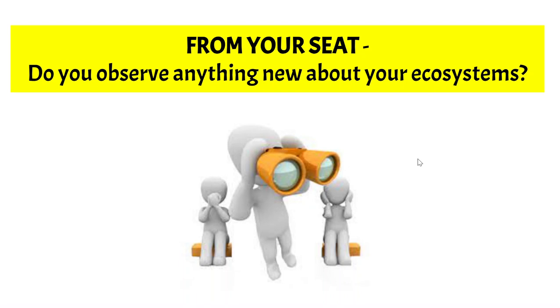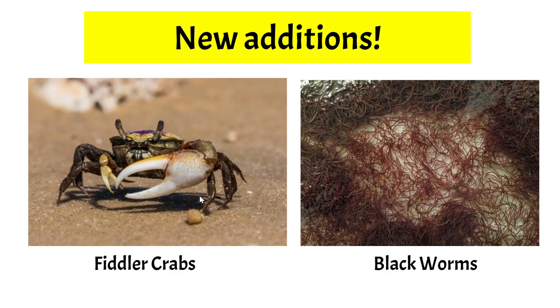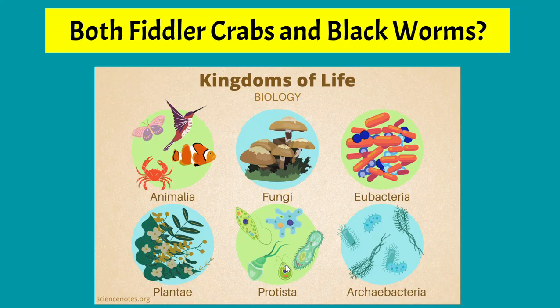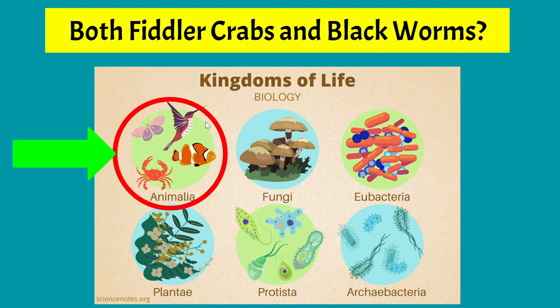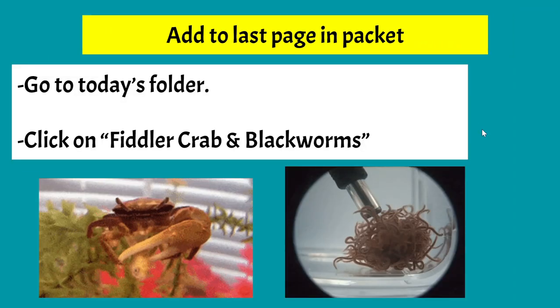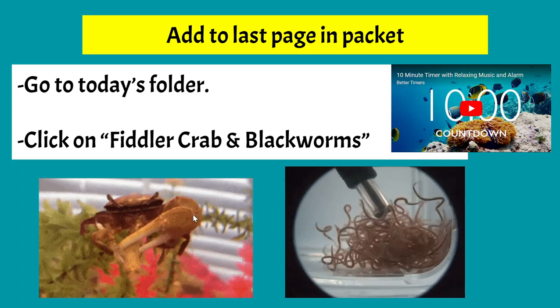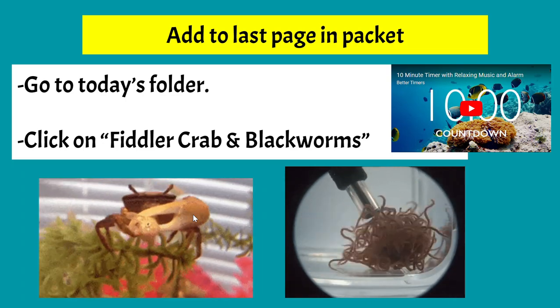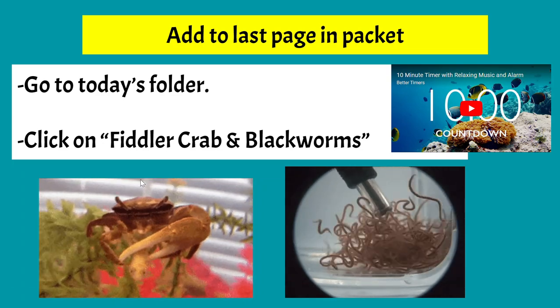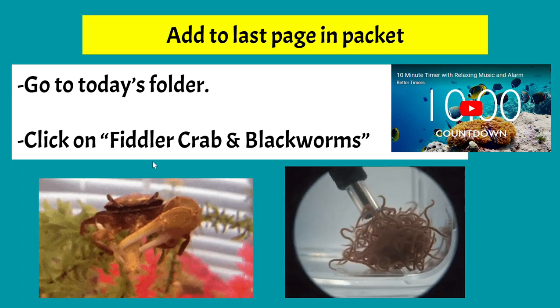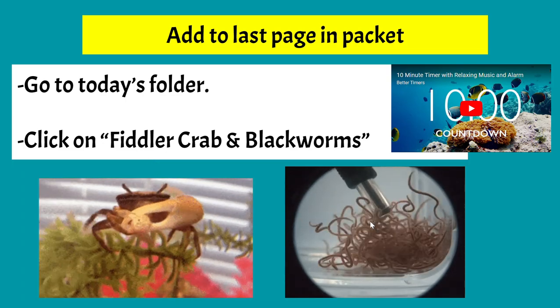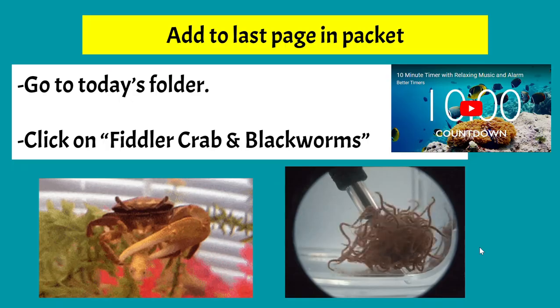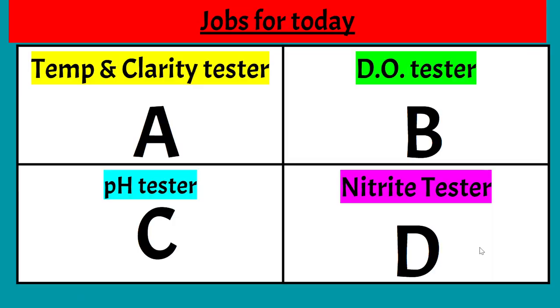All right, so the rest of class is going to be dedicated to the new things in our ecosystems. So we've added fiddler crabs and black worms. All right, so both of these are animals. So we've added 2 new animals to our systems. We do still maybe have some guppies. Some of the ecosystems had guppies that didn't really survive, but we tried to replace some. So if you go into today's folder in Schoology, you're going to find information on fiddler crabs and on black worms. You do want to fill out as much as you can in your packet about those creatures. So you can do that once we have completed our jobs for today.